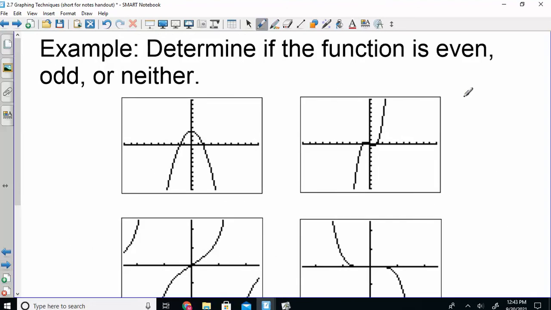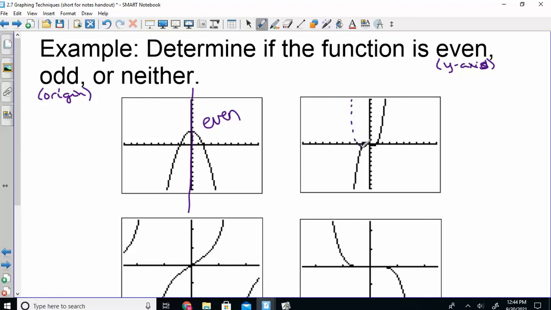So I want to know if these are even, odd, or neither. So even just means symmetric to the y-axis. Odd means symmetric to the origin, the O's go together. Or neither. So what would this one be? If I fold this on the y-axis, it overlaps itself, so it's even. What about this one? Odd.